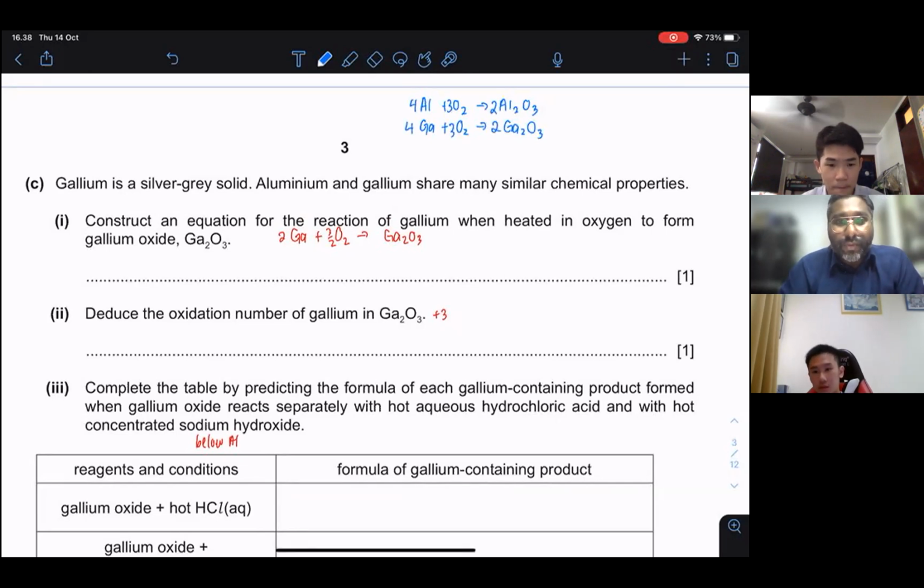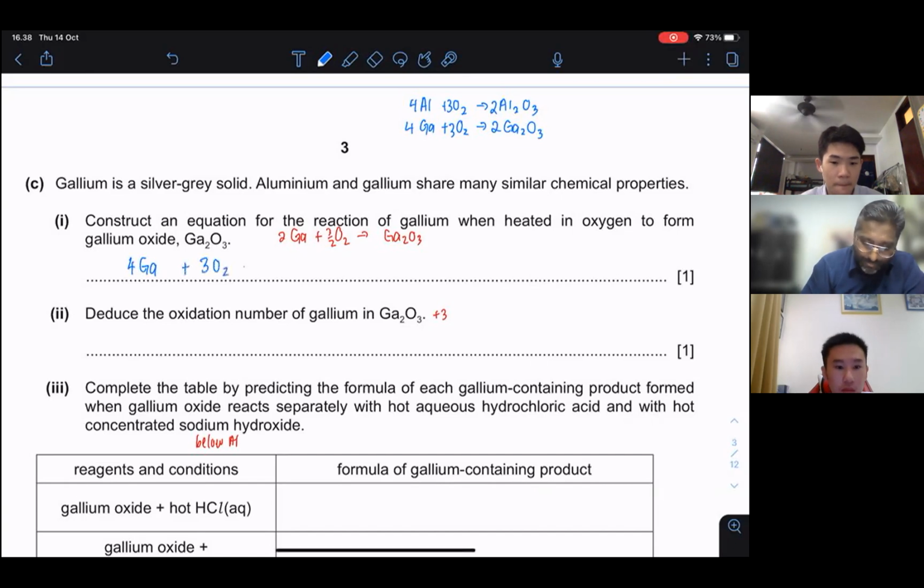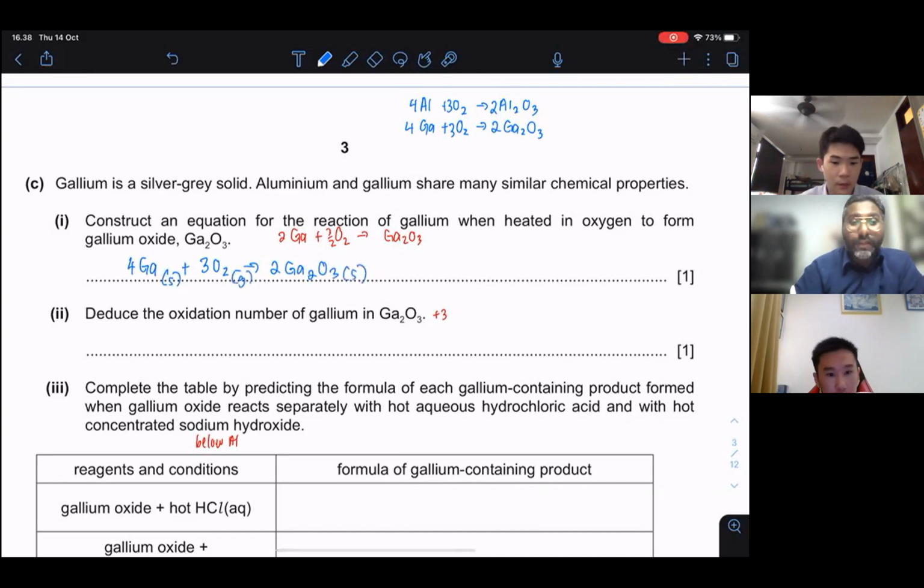So this is the equation for gallium: 4Ga plus 3O2 to give you 2Ga2O3. So this is solid, this is gas, and this is also solid.